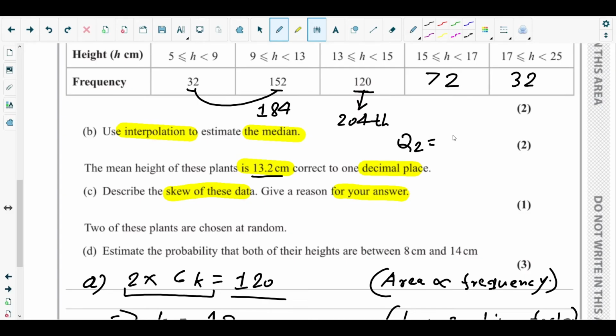40 over 3, that is 13.3, which is just 0.1 greater, right? That means it is almost equal. So since it is almost equal, we can consider the mean and the median are both equal up to 2 decimal places. We can consider up to 2 significant figures, both are equal.